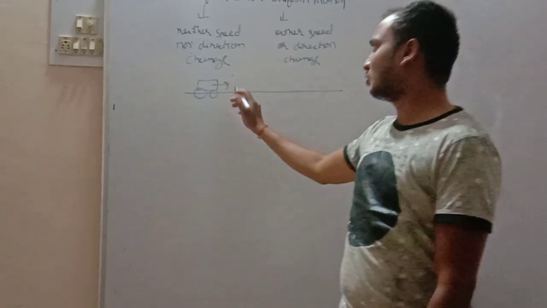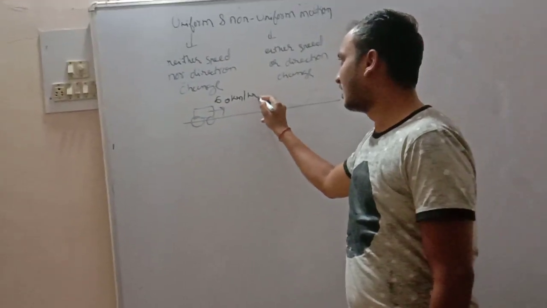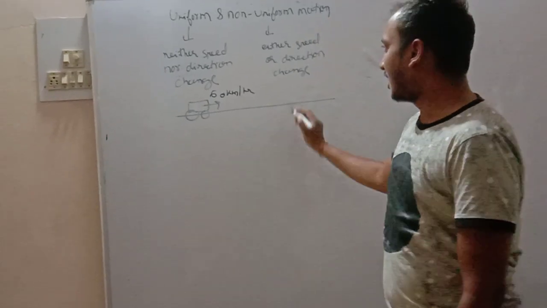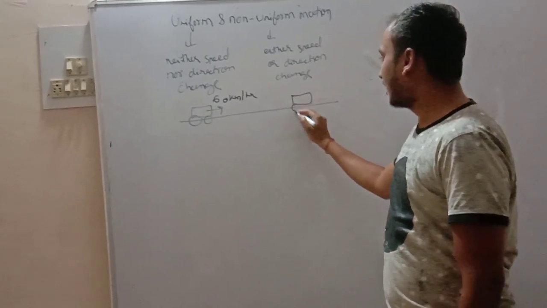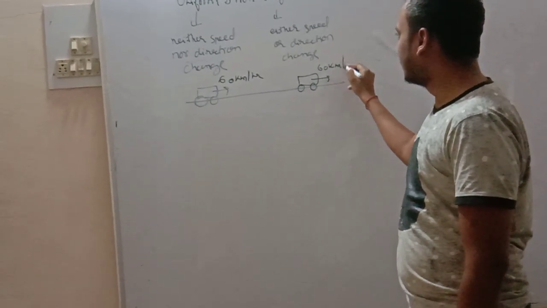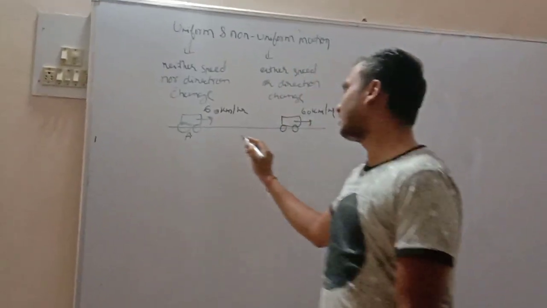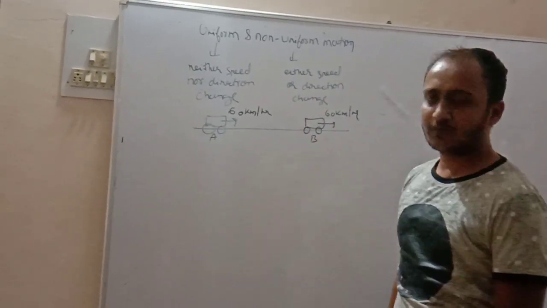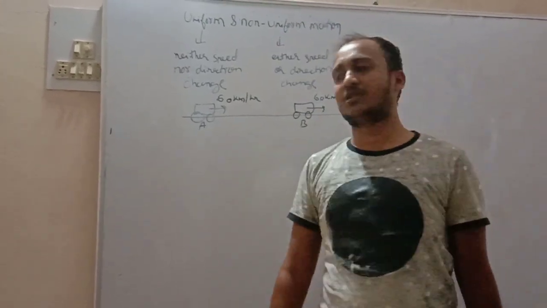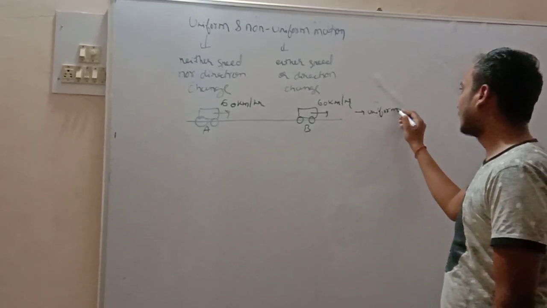Let there be a car going with a speed of 60 km per hour. The car is not turning and it is moving with the same speed, 60 km per hour. So at point A also 60 km per hour, at point B also 60 km per hour. So this motion is known as uniform motion.